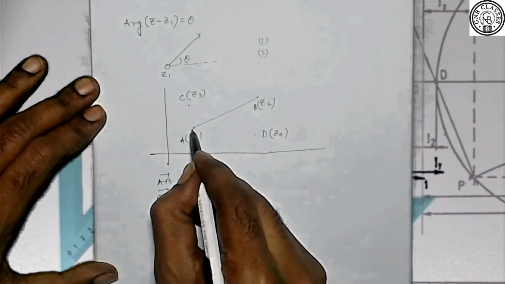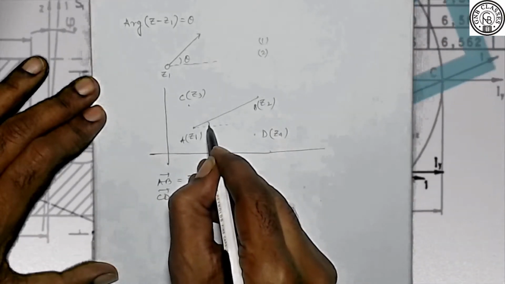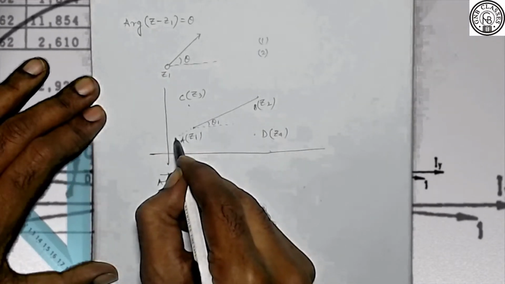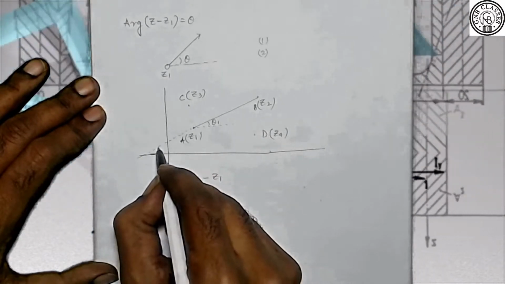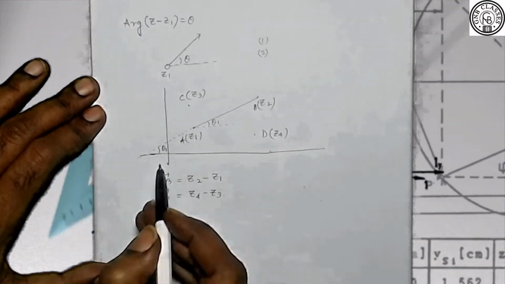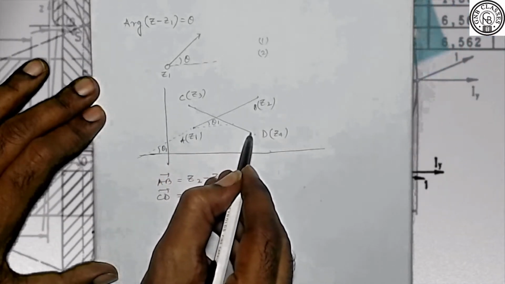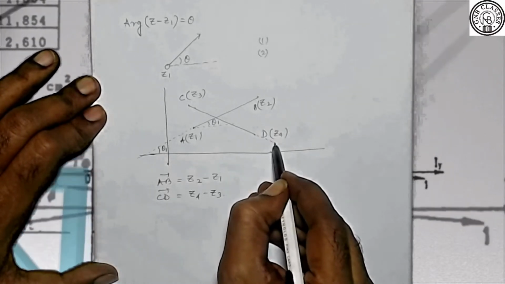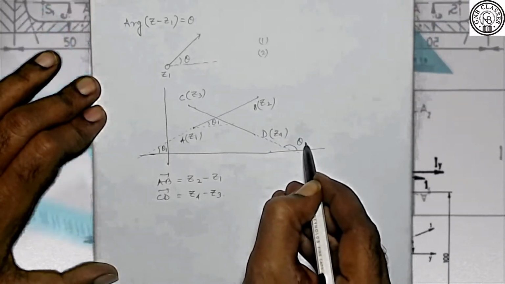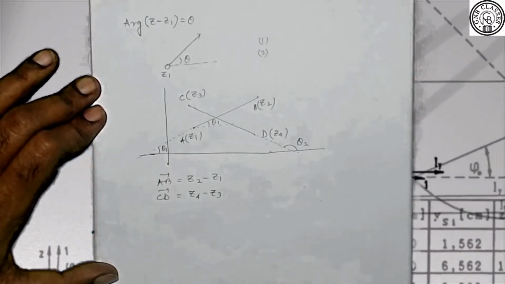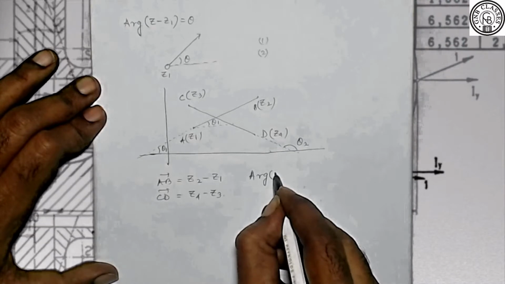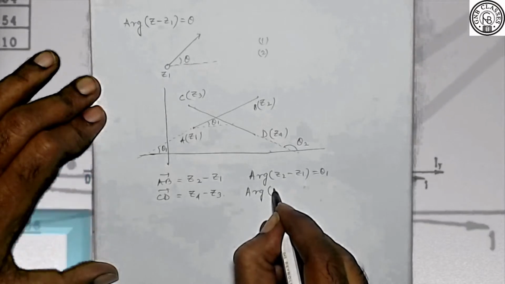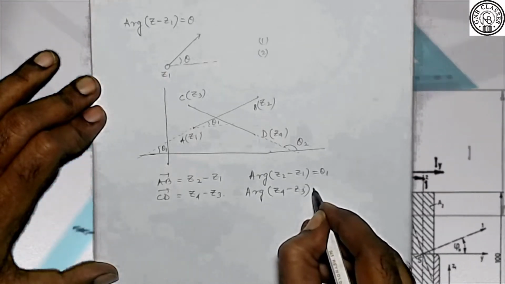Now, let us say this line is making an angle theta 1 with the positive direction of the x-axis. That is, if we extend this, then this angle is theta 1. And let us say this line joining the point C and D is making an angle, say theta 2, with the positive direction of the x-axis. Is it clear? Therefore, argument of z2 minus z1 is theta 1 and argument of z4 minus z3 is theta 2.